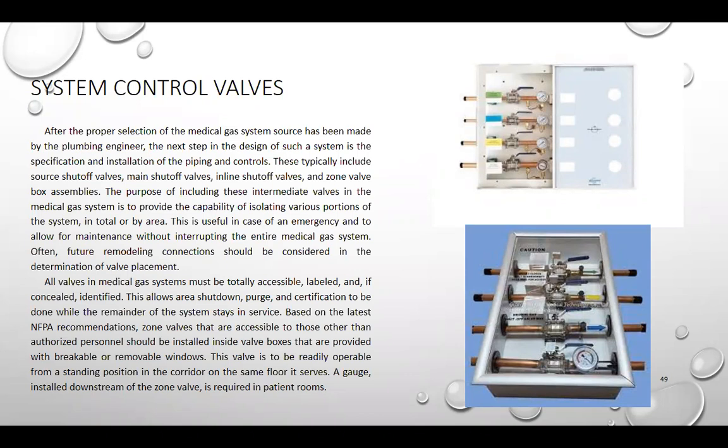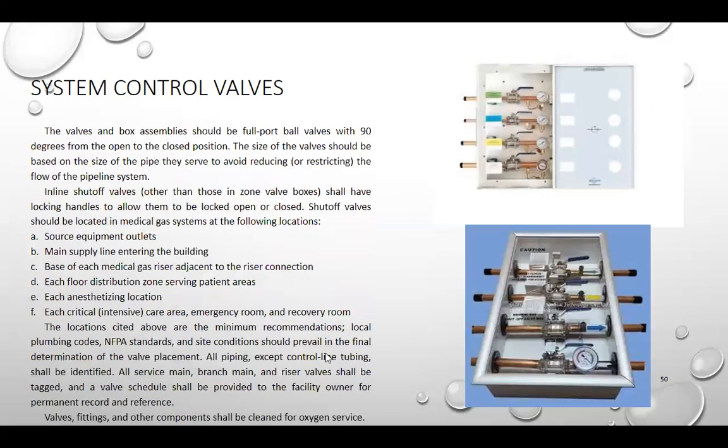Based on the latest NFPA recommendation, some valves that are accessible to those other than authorized personnel should be installed inside valve boxes that are provided with breakable or removable windows. This valve is to be readily operable from a standing position in the corridor and on the same floor it served. A gauge installed downstream of the zone valve is required in the patient room.